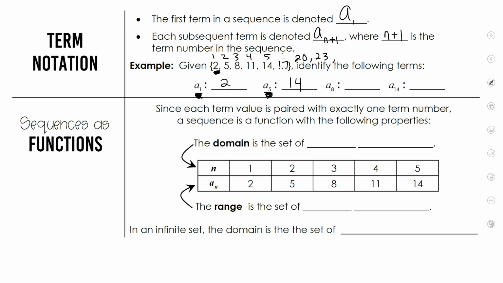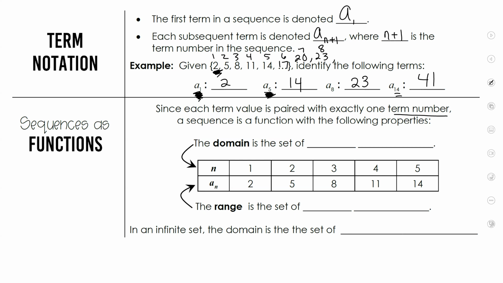So this is the 6th term, 7th term. This is the 8th term. The 8th term would be 23. Can you guys figure out what the 14th term would be? 41. Okay, so each term value is paired with exactly one term number. So the first term, there's only one first term. There's only one 5th term, okay?